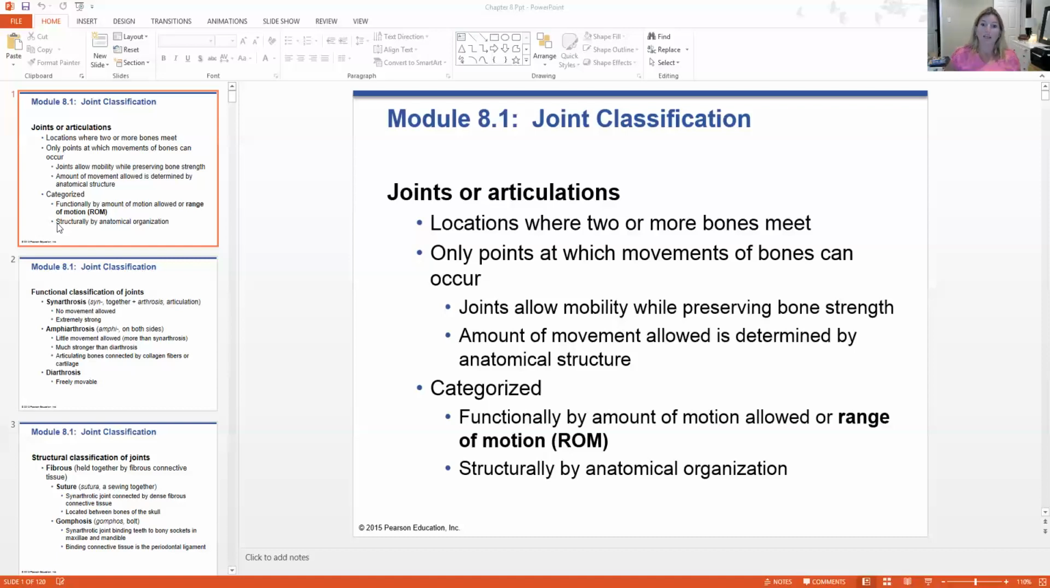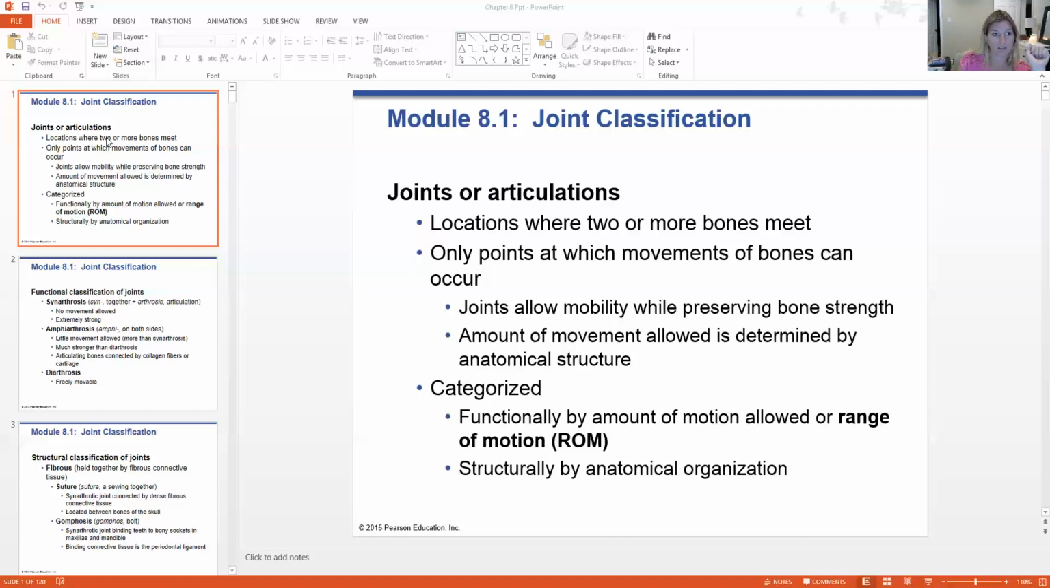So typically, joints will allow mobility while preserving bone strength. So instead of your bones bending, it's the two bones together that are causing that motion. And the amount of movement is determined by the structure of the joint. So we're going to look at how joints are structured and classified and put together and held together. Typically, joints are categorized by their range of motion or their structural organization.